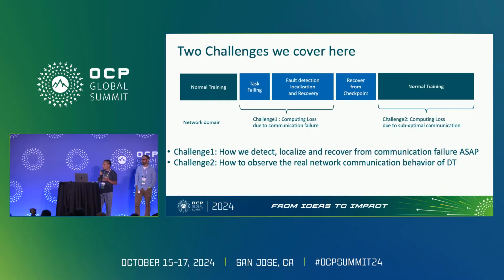And this leads us to the questions: how do we detect, localize, and recover from the communication fault as soon as possible, since the sooner, the higher the effective training time? And how do we observe the real network communication behavior of the distributed training to identify errors for optimization? I will discuss the first challenge and our current best practice. Surendra will then cover the second challenge from the chip perspective.